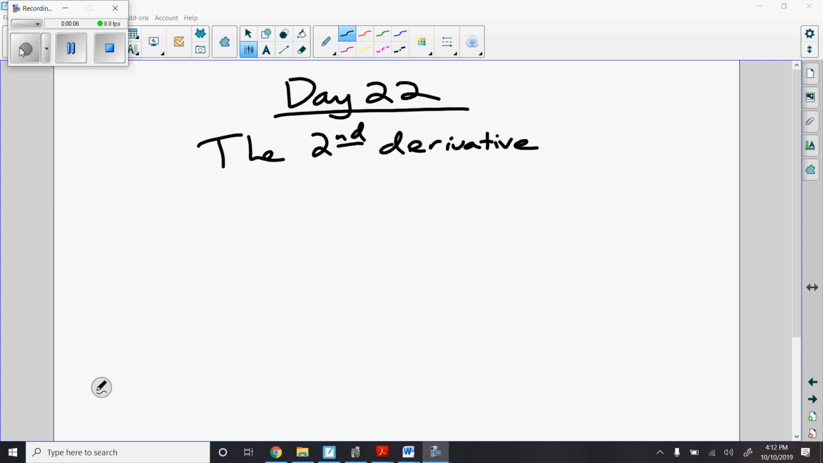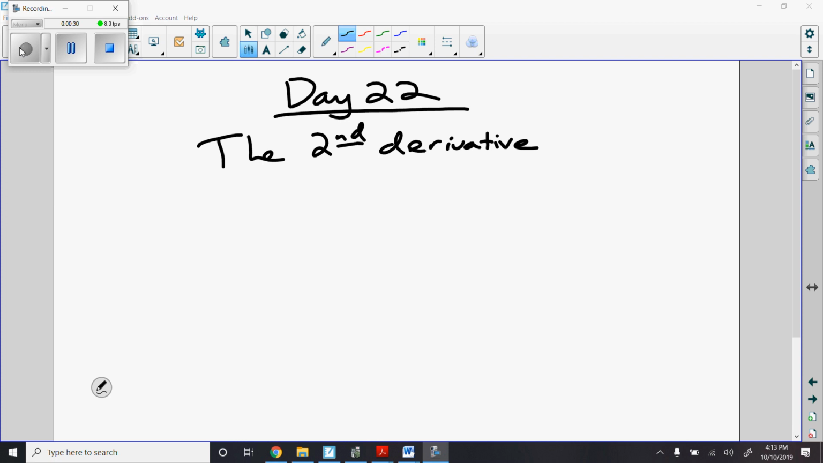Today, for day 22, we're going to take a look a little bit at the second derivative. The second derivative has some very, very important properties that we're going to learn later on. But first, I just want to talk about calculating the second derivative, how we do that, both explicitly and implicitly.